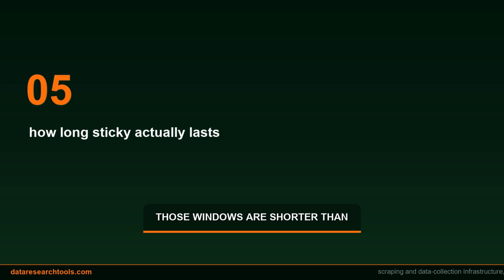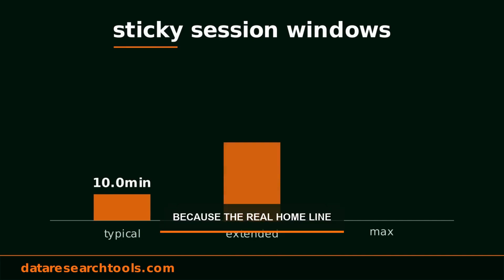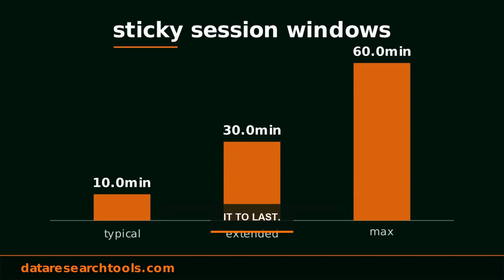How long sticky actually lasts. Those windows are shorter than people expect. A lot of residential pools default to something like 1 to 10 minutes, and many let you request up to 30 minutes or an hour if you ask. Residential and mobile are best effort, because the real home line or the phone behind your address can drop off at any time and take your window with it early. So you plan for the address to change, not for it to last.